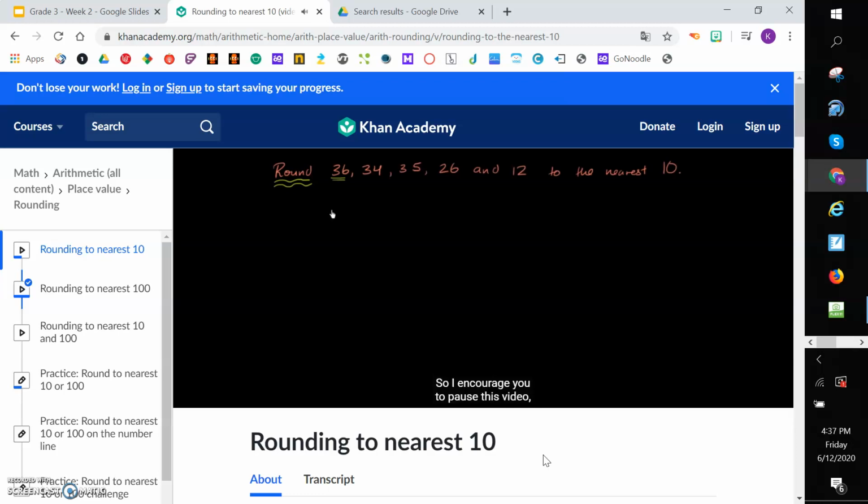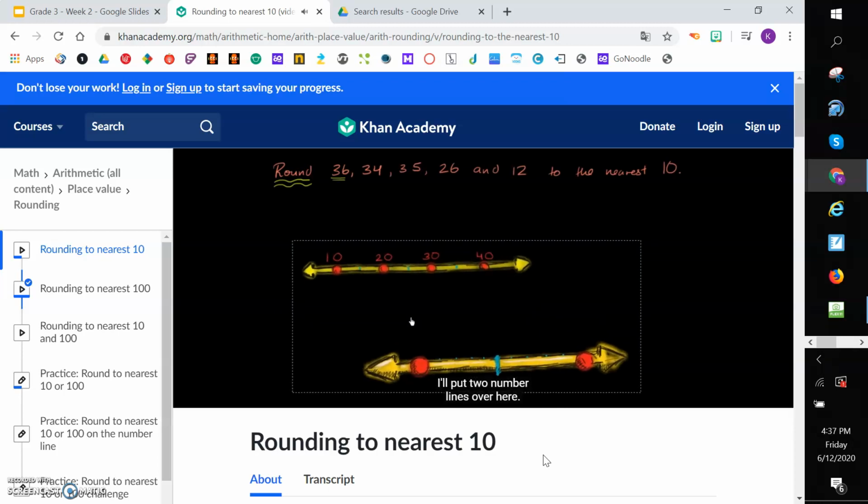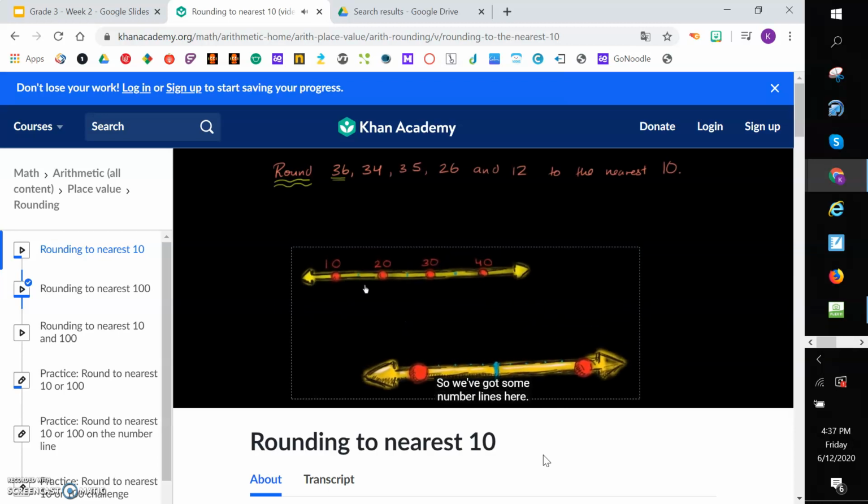So I encourage you to pause this video and just based on what I just told you, what is the nearest multiple of 10 to each of these numbers? Try to think about that. Well, to think about it a little bit deeper, let's actually put a number line here. I'll put two number lines over here. So we've got some number lines here. And let's think about where these points would sit on this number line.